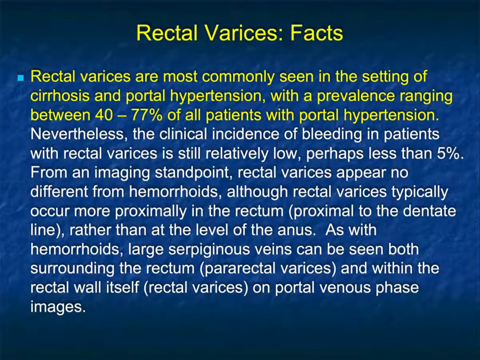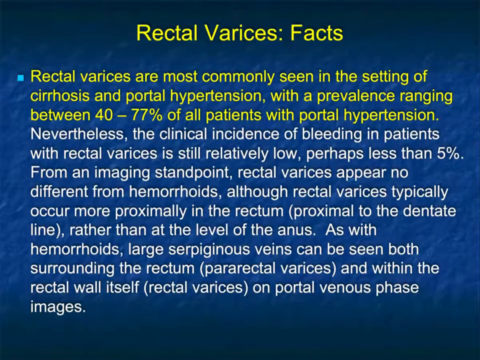Rectal varices are most commonly seen in the setting of cirrhosis and portal hypertension. Often you'll see a really nodular liver. Portal vein may or may not be patent, but there are large retroperitoneal varices, splenorenal shunting, and then you see prominent rectal varices as well. These can cause bleeding. Remember, just like in the esophagus, if the scan is too early, you'll see soft tissue thickening, but you won't see the varices.